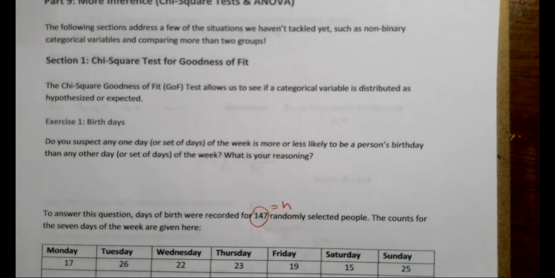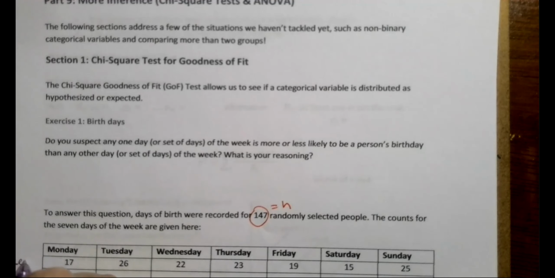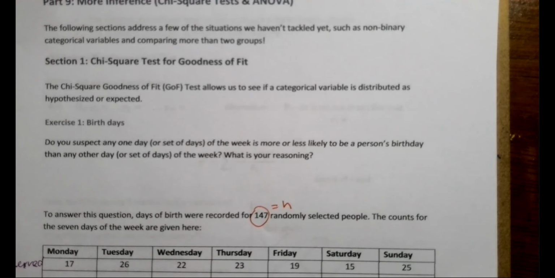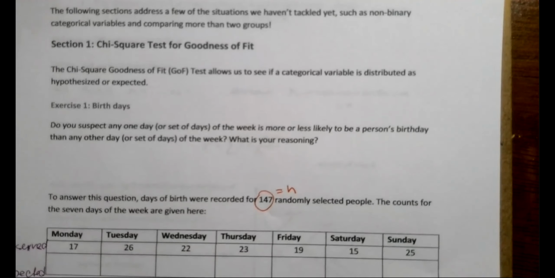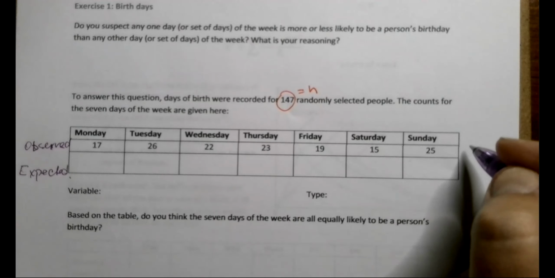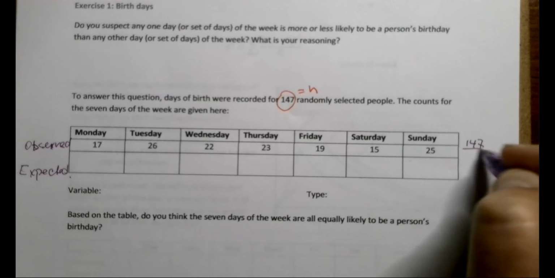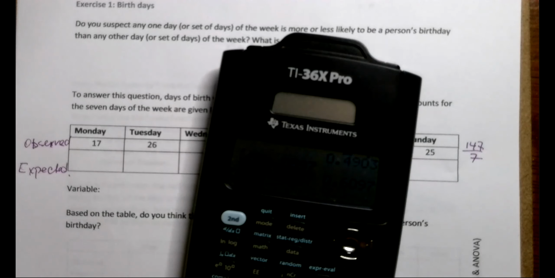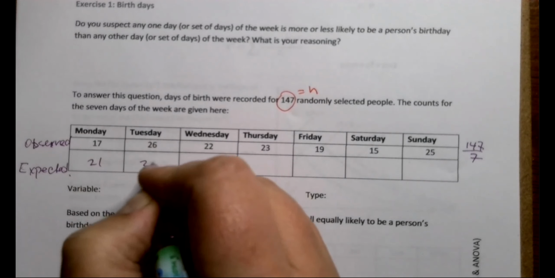Here we have the days of the week and our observed values. We're gonna call this observed. So what are we testing? We're testing if the birthdays are basically divided evenly. So we're also gonna find our expected values, as if they were distributed evenly over the 7 days of the week. So n divided by 7, 147 divided by 7 would be 21. So my expected value would be 21 for each day.